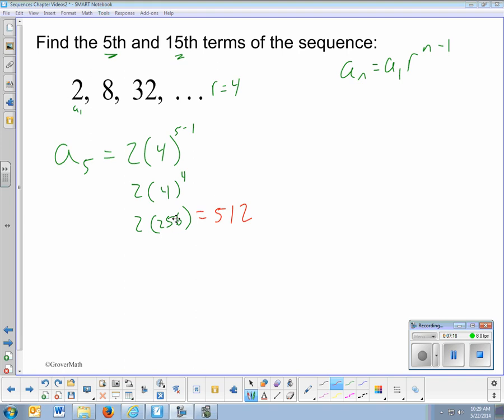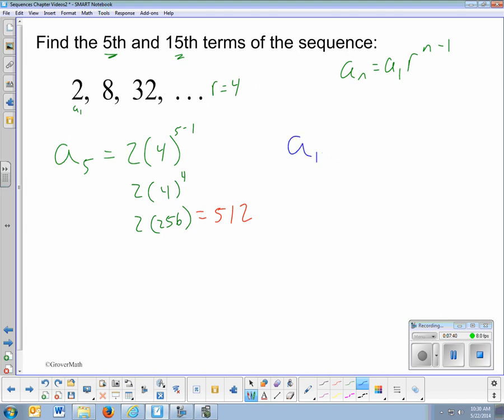So 2 times 256 is 512. All right, so that's our 5th term. Now, couldn't we just continue the pattern and get the 5th term? Yes, we could, but sometimes we need to see the work for this formula, and sometimes if we want something like the 50th term, it's just going to be too hard. So the formula is important for a couple of reasons. But let's try the 15th term.